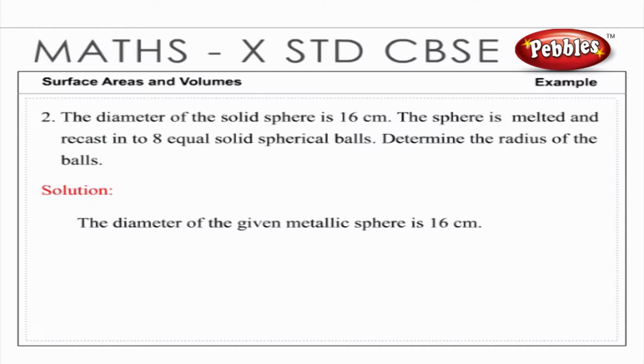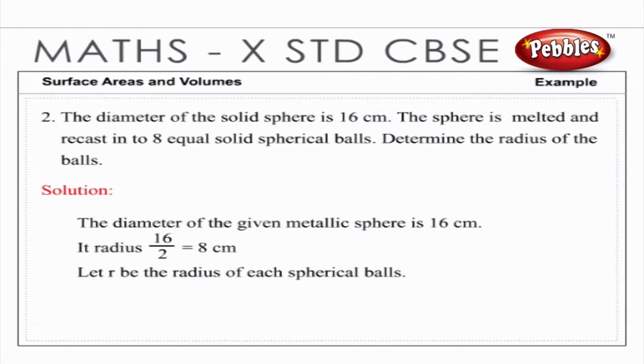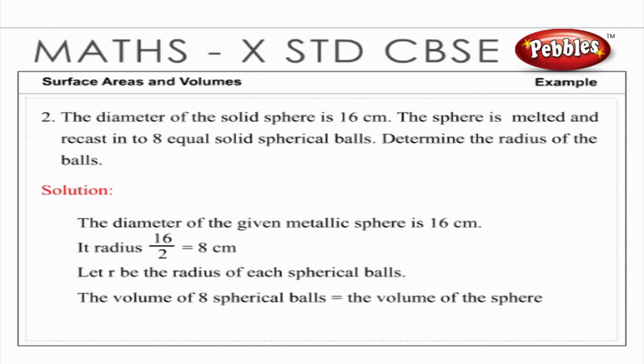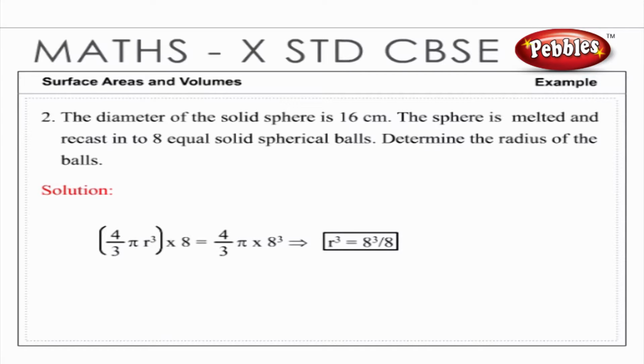Solution. We are given that the diameter of the given metallic sphere is 16 centimeter. Its radius 16 by 2 is equal to 8 centimeter. Let r be the radius of each spherical ball. The volume of the 8 spherical balls is equal to the volume of the sphere. 4 by 3 pi r cube into 8 is equal to 4 by 3 pi into 8 cube.